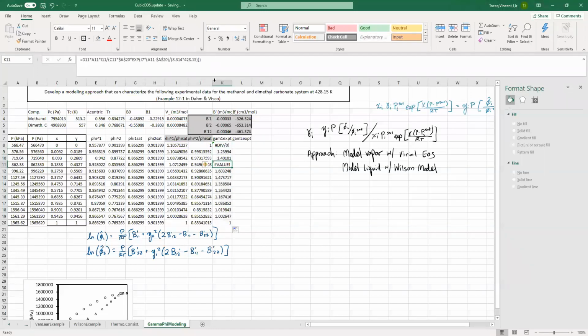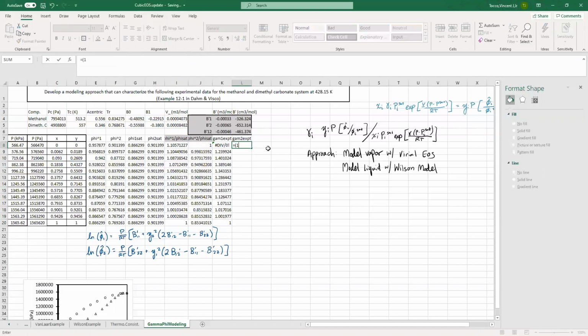And it looks like I forgot to dollar-sign something. Oh, why am I referencing this cell? Probably because I forgot to dollar-sign the value in I4. So I4, dollar-signed it. Now let's see. All right, perfect. I've got a gamma 1 that's going to 1 at the pure component. So that is a reassuring sign. I'm going to do the same thing for gamma 2.